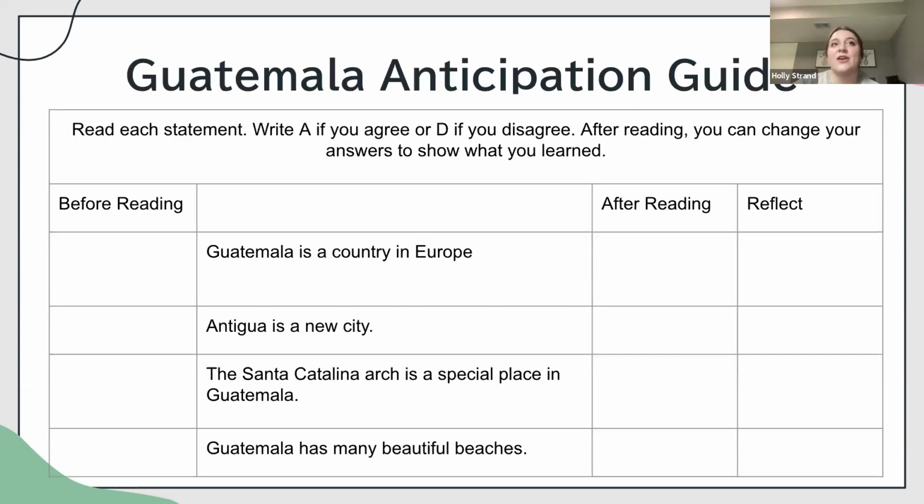So we're going to try it out. We're going to read a very short article about a country called Guatemala. Take about 30 seconds to read the statements in the middle here and think about if you agree or disagree with each statement. You can write it in the chat if you would like to. If you are ready to do that, you can give it about 30 seconds.